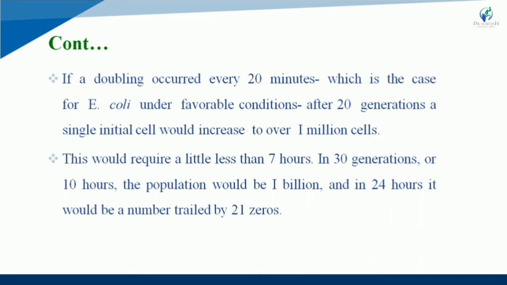This would require a little less than 7 hours. In 30 generations, or 10 hours, the population would be 1 billion, and in 24 hours it would be a number trailed by 21 zeros. So as time increases, the cell number also increases. That is just one example.